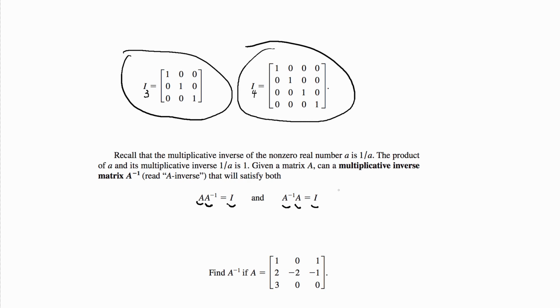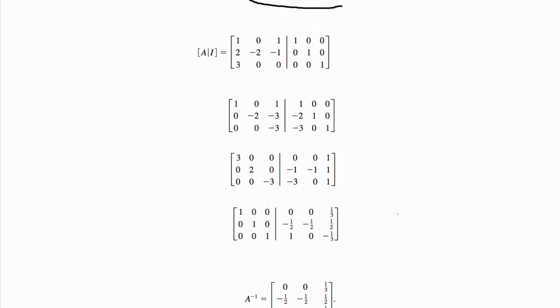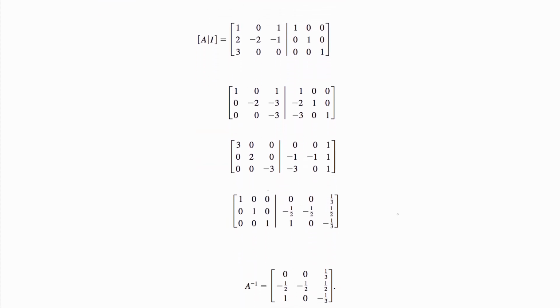I'm going to show you a method or technique for actually finding the inverse of a matrix if it happens to exist. It may not exist, and I can show you some examples of that later. So here's what we're going to try to do. We're going to try to find A inverse if A is this matrix. And here's what we do. We go back to our old technique of the Gauss-Jordan method, right? And what I mean by that is the following. Here's what we do. This works.